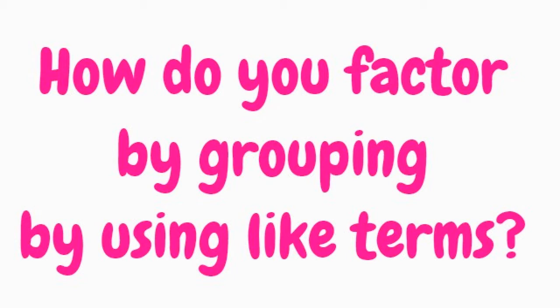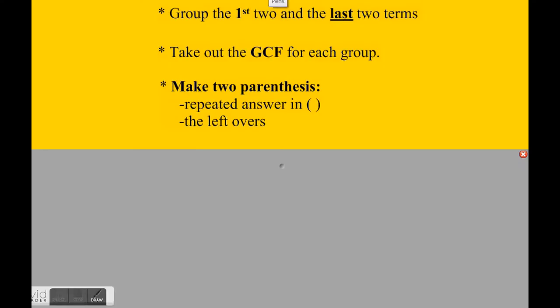Here are some steps to help you out with solving by greatest common factor. First, you want to group the first two and the last two terms together from your polynomial. Next, you'll take out the greatest common factor for each group, followed by making two parentheses where you'll repeat the answer that was left over from the GCF, followed by the GCF itself.